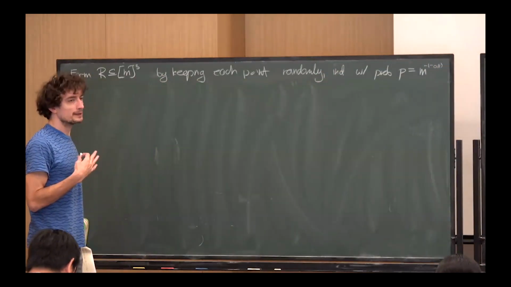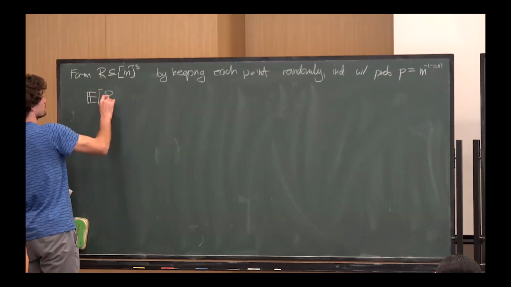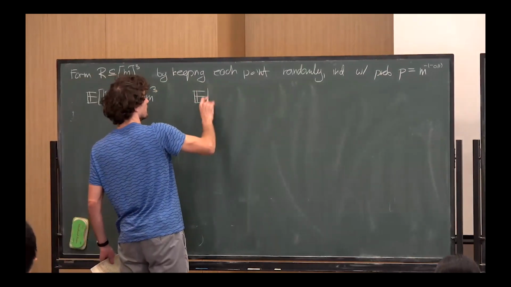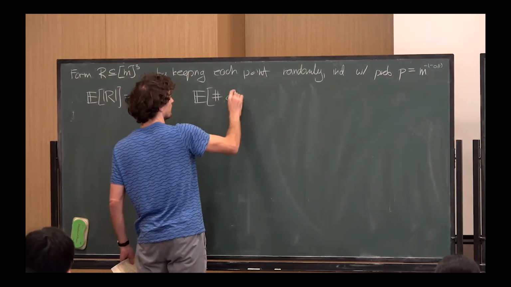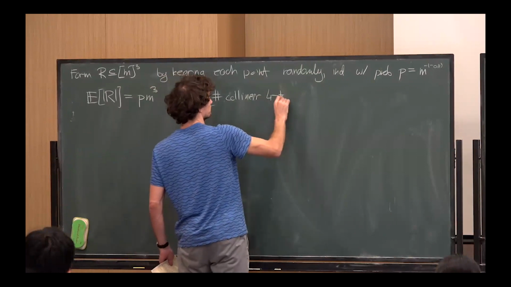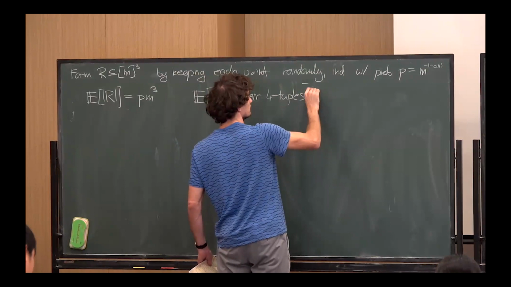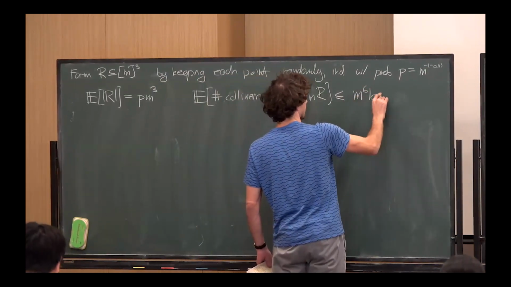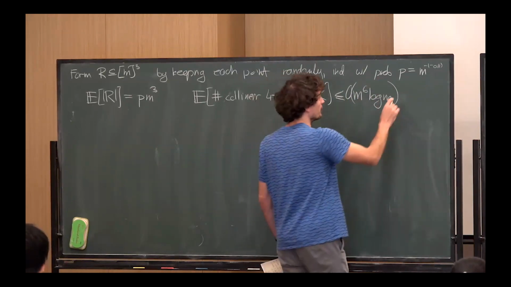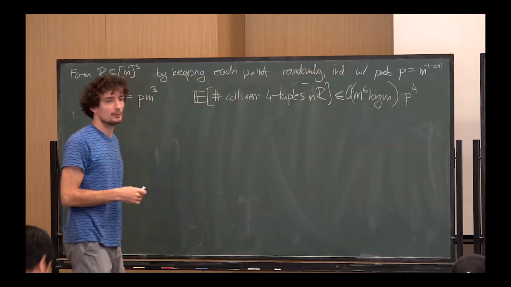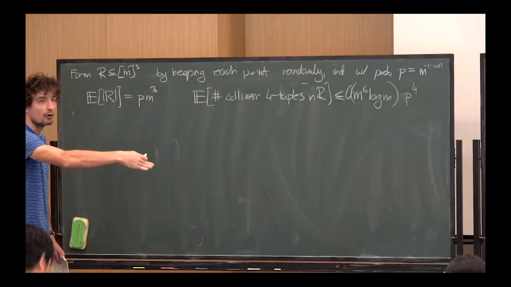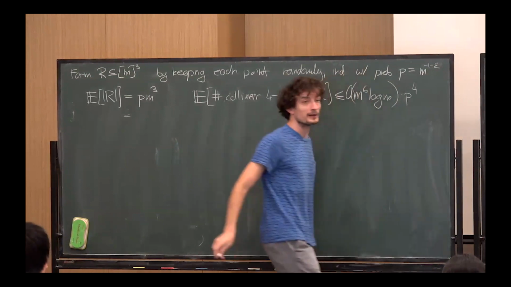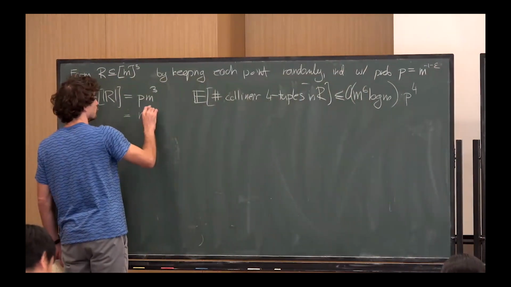Now, what is the expected size of R? It is, of course, p m cubed. But what is the expected number of collinear four tuples in R? We have at most m to the 6 log m of them, maybe times some constant. However, we keep each four tuple with probability only p to the 4, because we must have kept all four points in the random set. If p is m to the minus 1 minus epsilon, then this size is m to the 2 minus epsilon.